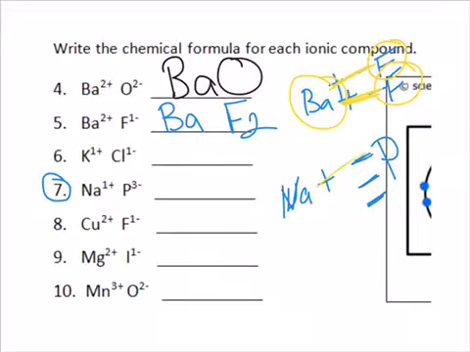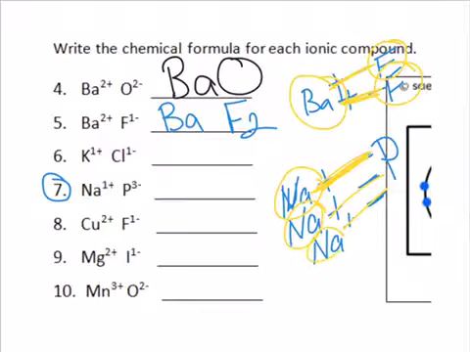So I can connect these 2. They cancel each other out. But I have these extra 2 negatives. So I'm going to add in another sodium. Each sodium has a positive 1. That gets rid of that one. And now I need a third positive, and that's going to cancel. And now I'm going to count how many ions did I use. I used 1, 2, 3.